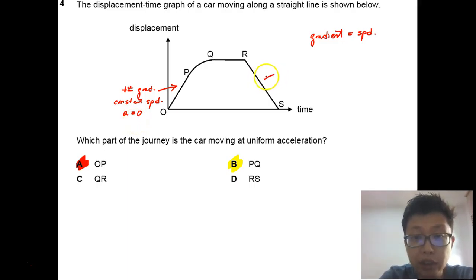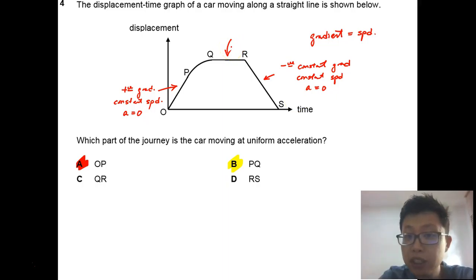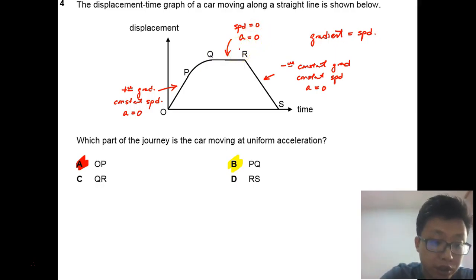Now similarly in your RS, you will see that you have a negative constant gradient. And because of that, you know that you have a constant speed as well. And therefore you have a 0 acceleration. Now if you look at QR, you can see that the displacement doesn't change over time, meaning that your speed down here would be 0, it is stationary. And because this speed equals to 0 does not change with time from Q to R, it also means that your acceleration is 0.